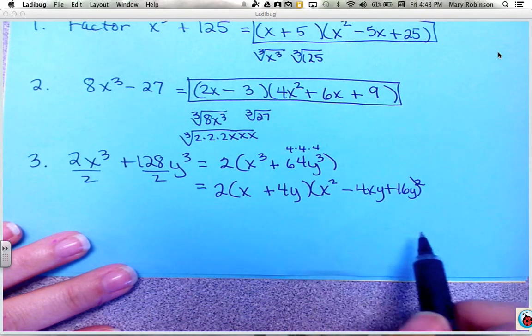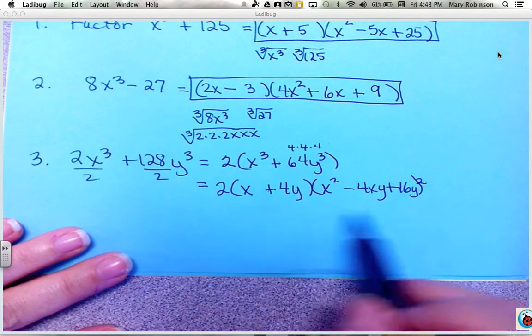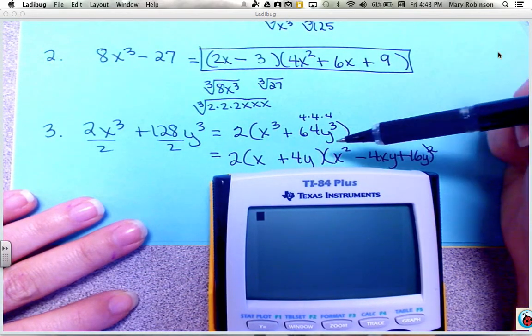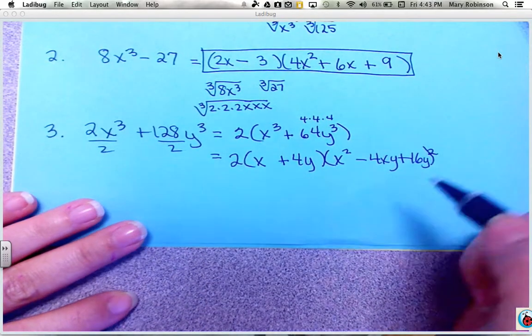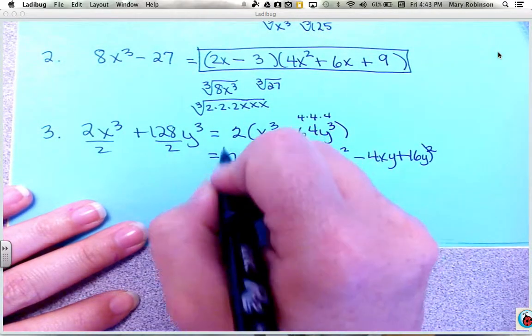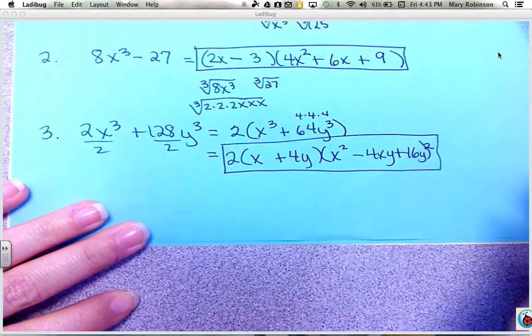So hopefully you're getting a little more comfortable with this process, because this is not one that we would type in our calculator since it has both an x and a y. Otherwise you would need to multiply it out and check your work there. But this is completely factored.